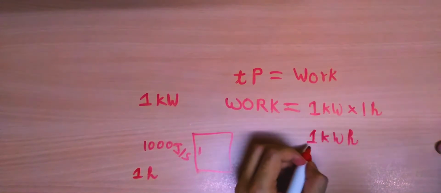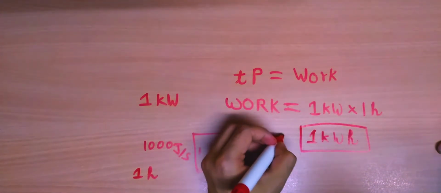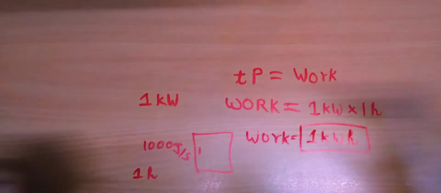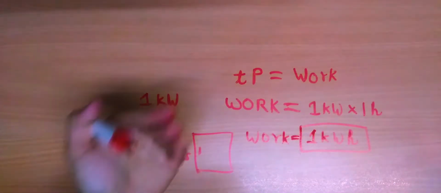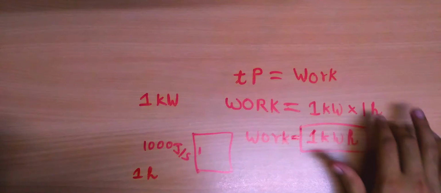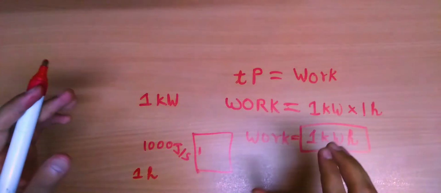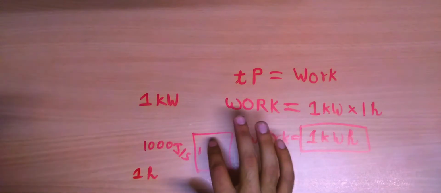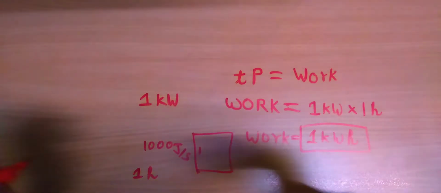So what people did was call this a new unit. This is a unit of work or energy. They're the same thing, right? Work is the process, energy is the thing that is being transferred in that process. So this new unit, 1 kilowatt hour, is the work done or the energy consumed if some appliance that is rated at 1 kilowatt runs for 1 hour. It's as simple as that.